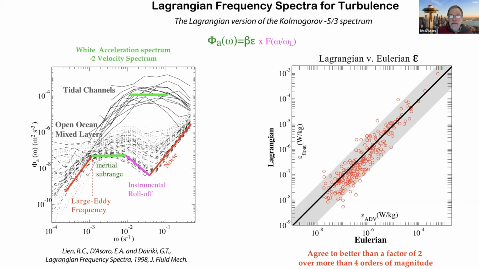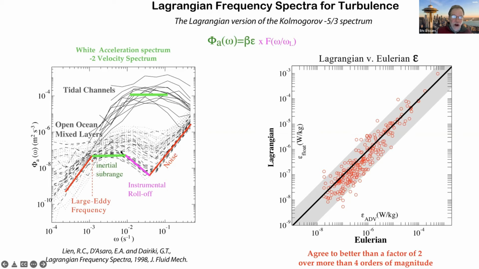Turns out that epsilon has the same dimensions as the acceleration spectrum as a function of frequency. So they're just proportional to each other with a Kolmogorov constant that we now know. And if you take a whole bunch of float measurements in tidal channels, like I showed you at the beginning up in Canada, and also ocean boundary layers, and you plop them all on top of each other, you see this sort of situation, all of which have a large eddy frequency here and an inertial subrange that's roughly white with some instrumental effects, which we can correct for, and then noise, of course.